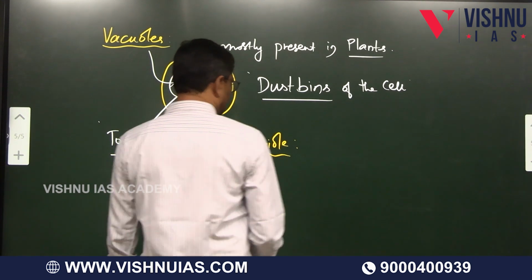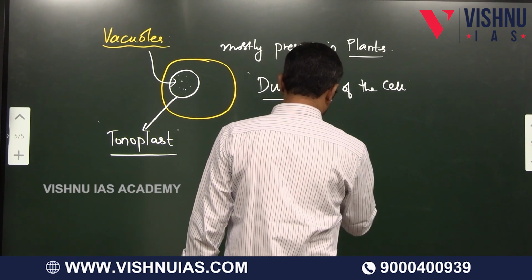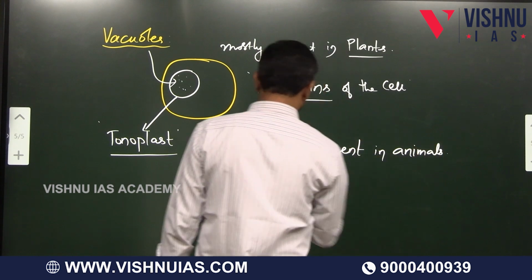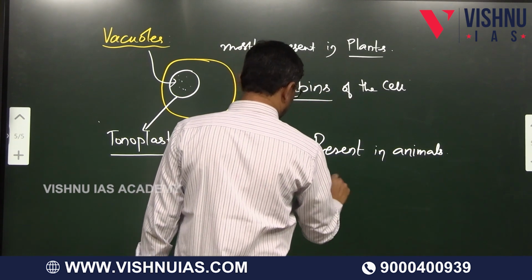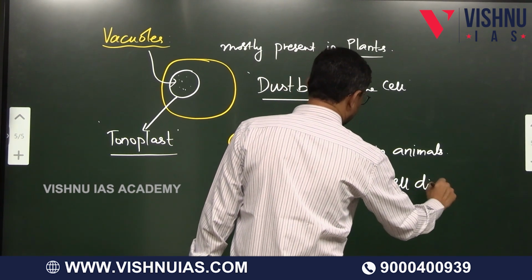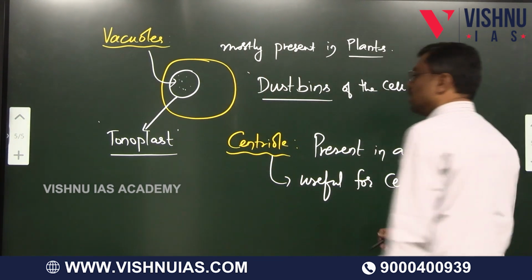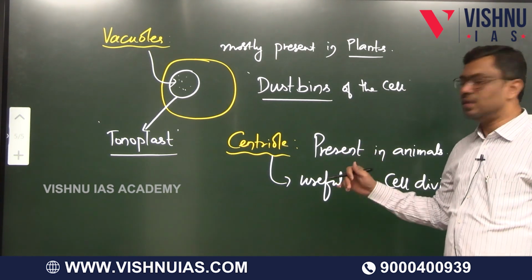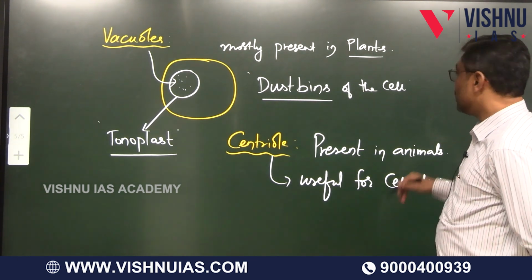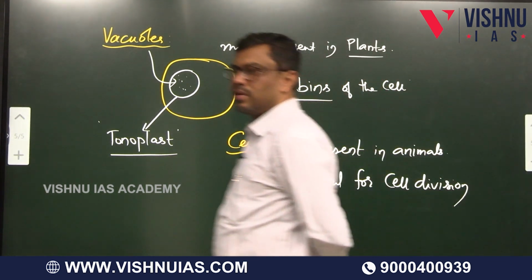And another structure, centriole. Centriole is present only in animals and is useful for cell division. Near the nucleus, a small rounded structure is present, that is called the centriole. It is mostly present in animals. It is useful for cell division. These are the various types of cell organelles present inside the cell.